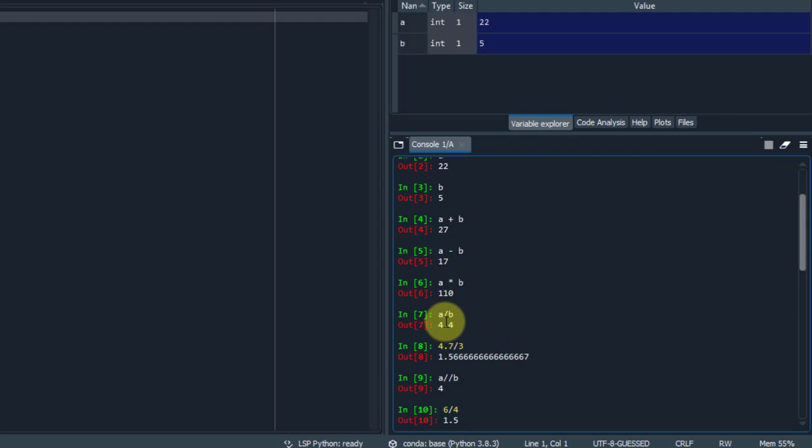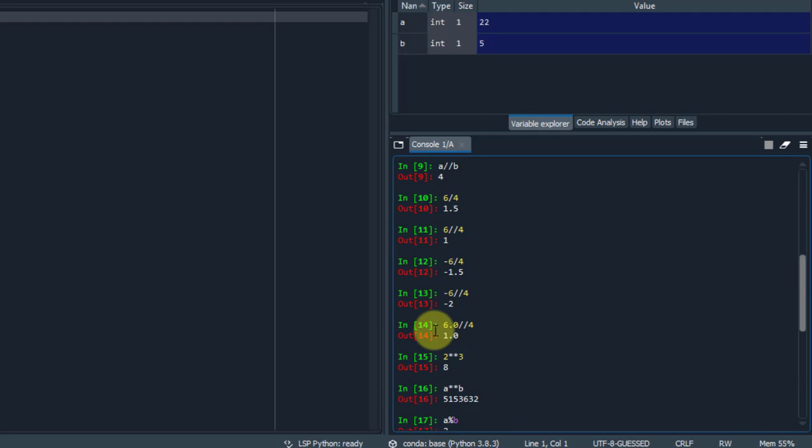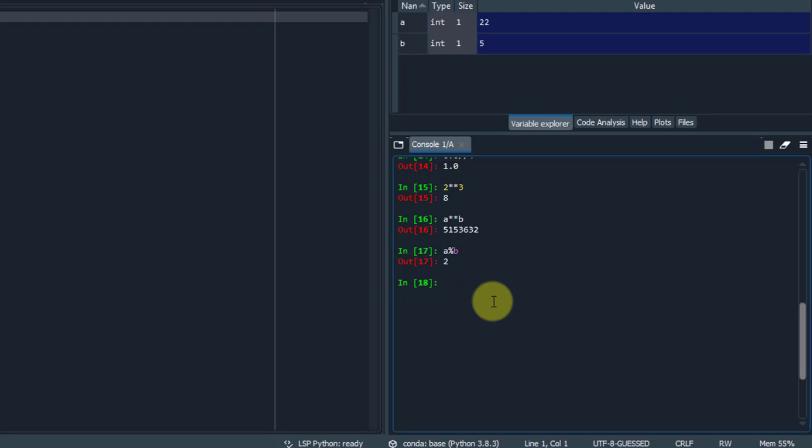Going back here, 22 over 5 is 4.4. So meaning the quotient is 4 and the remainder is going to be 2. 22 divided by 5 is 4, remainder 2.